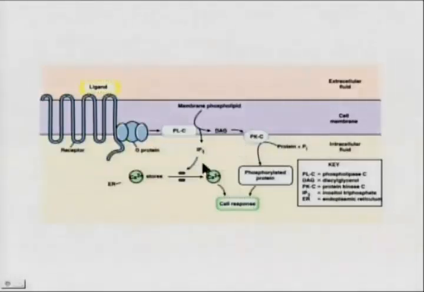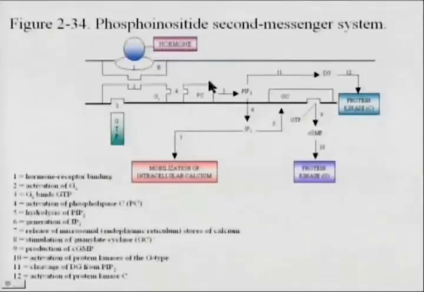The IP3 binds to a specific receptor on the endoplasmic reticulum, the endosomal system, that sequesters calcium. These calcium stores are then released as this ligand gated ion channel on the membrane binds the IP3, the cognate ligand, and calcium will diffuse through the channel into the cytoplasm. Intracellular free calcium levels contribute to the cellular response. And we'll talk about calcium being a second messenger system in a bit more detail as we proceed.